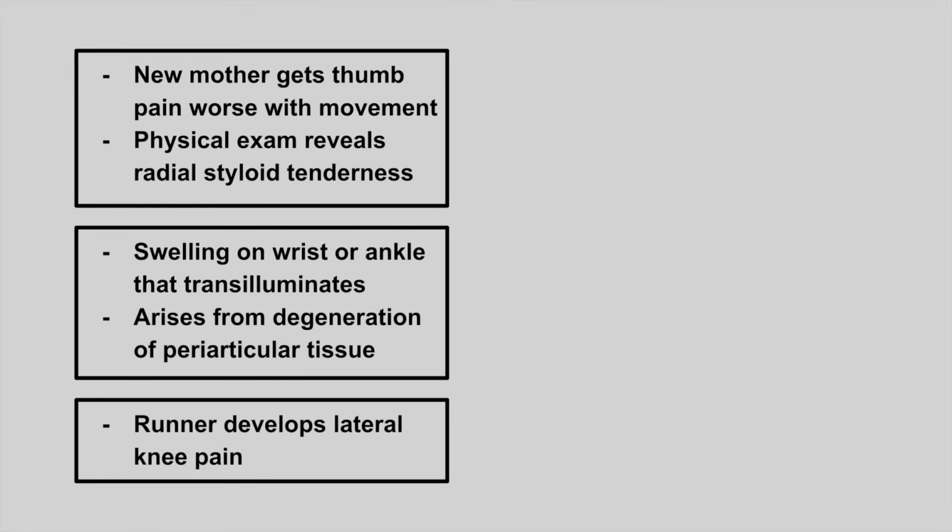Next, a new mother gets thumb pain, worse with movement, and physical exam reveals radial styloid tenderness. So this is de Quervain tenosynovitis. And people that use their thumbs a lot, like new mothers lifting their babies, thumb texters, sports players, can all get this radial styloid tenderness.